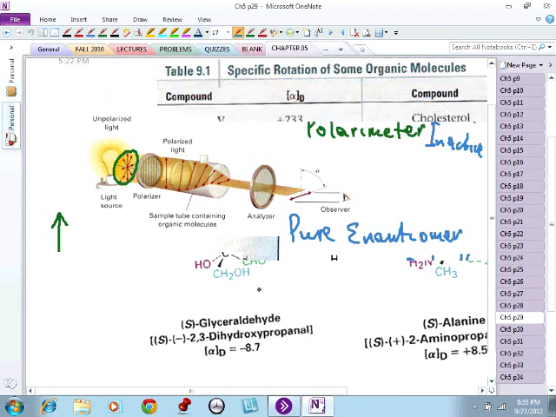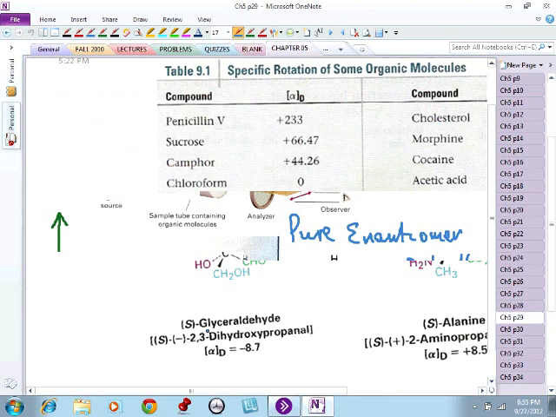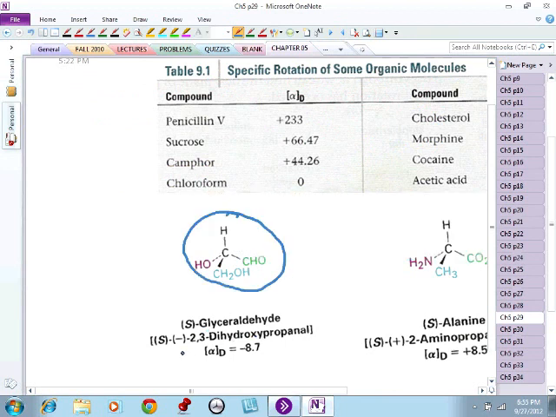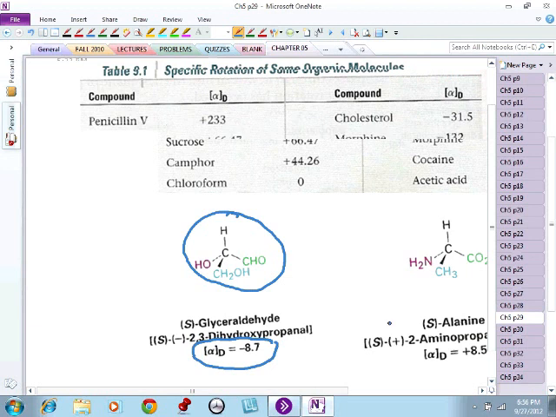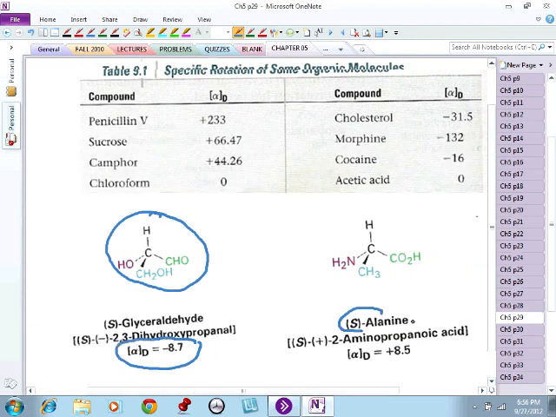This is an example here. If you take a look at this molecule here, this is S-glyceraldehyde. The specific rotation of glyceraldehyde is minus 8.7. The minus sign simply shows that it is rotating the plane polarized light to the left. On the other hand, if you take a look at this molecule here, S-alanine, the specific rotation is plus 8.5, which is saying that it rotates the plane polarized light to the right.